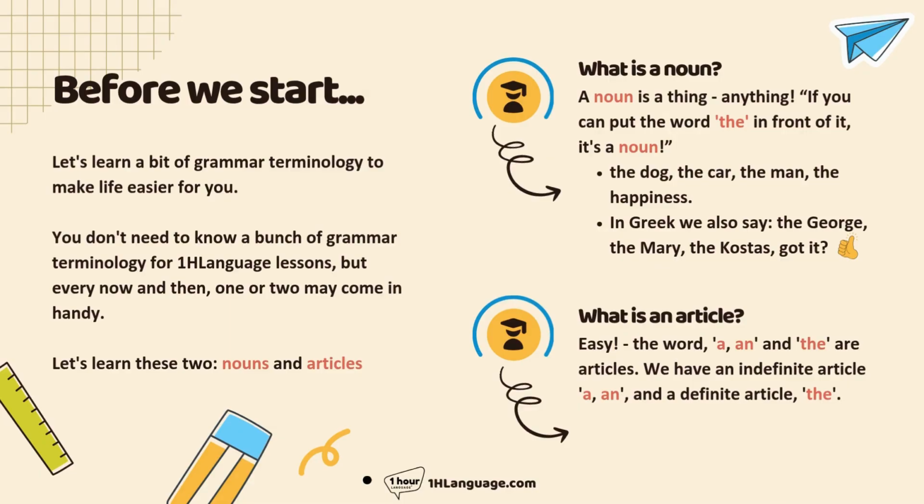And now I'm just going to read what is on the slide. If you have any experience with the English language, you'll know what I'm talking about. What is a noun? A noun is a thing, anything. If you can put the word the in front of it, it's a noun. The dog, the car, the man, the happiness. In Greek we also say the George, the Mary, and the Kostas. Got it? And now, what is an article? Easy. The word a, an, and the word the are articles. We have an indefinite article, which is a or an in English, and a definite article, the.